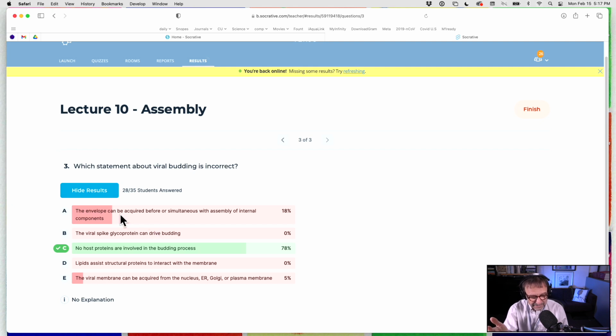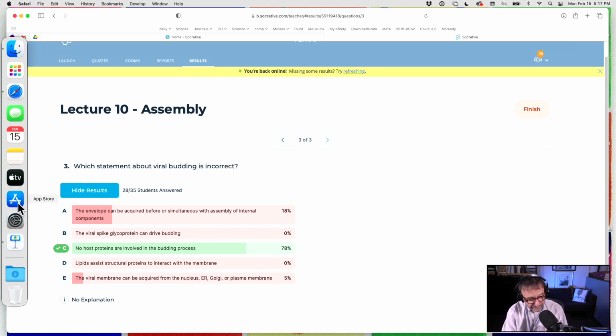The envelope can be acquired before or simultaneous with assembly. So for before assembly would be the retrovirus. So you get all the components, but then you actually do the final assembly once the bud is formed, and then the influenza virus is simultaneous with. So that's not wrong. The viral membrane can be acquired from the nucleus, ER, or Golgi. That's okay. We can get it from anywhere.